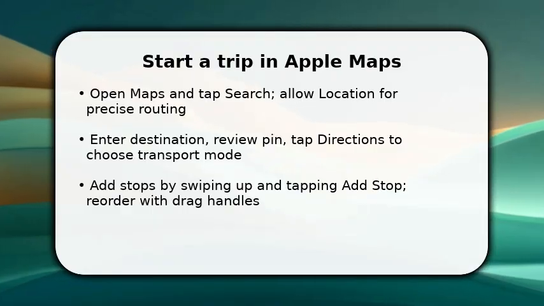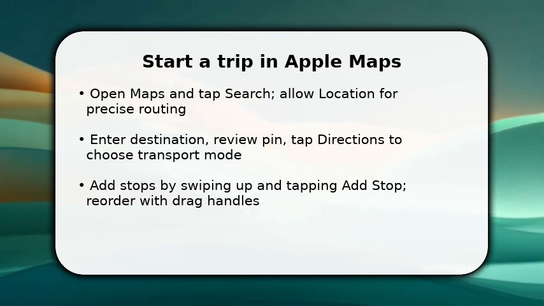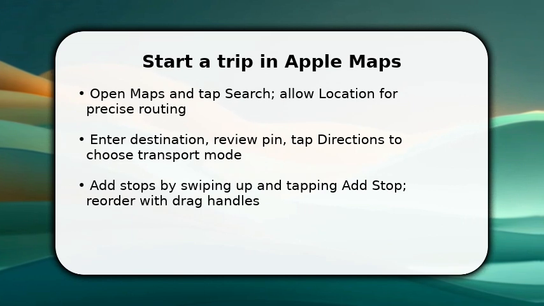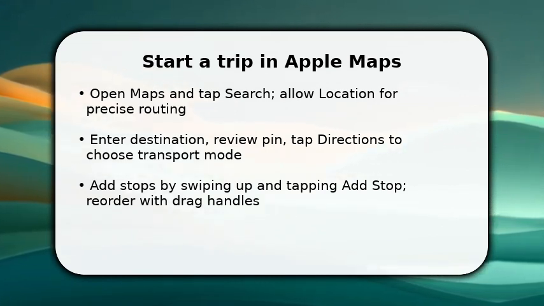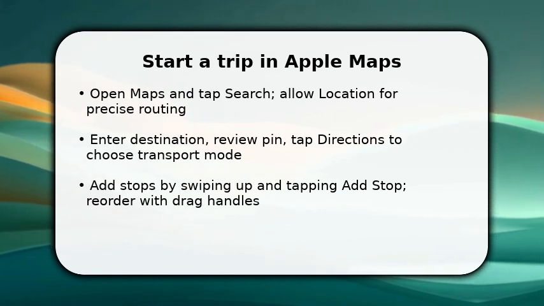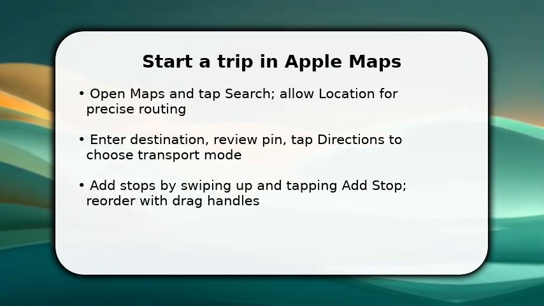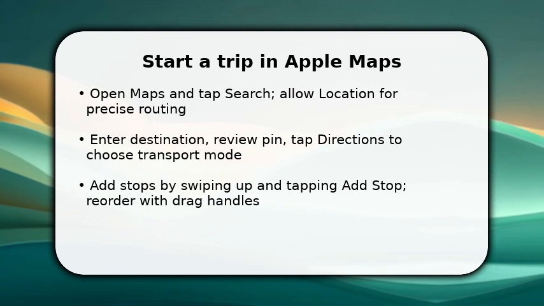You'll begin by opening Apple Maps and confirming location access so routes reflect where you are. Tap Search and type your destination. This places a pin you can inspect for address details. Once done, tap Directions and pick driving, walking, transit, or cycling so Maps computes the appropriate route.